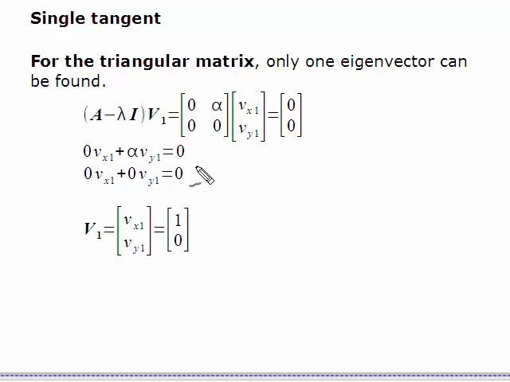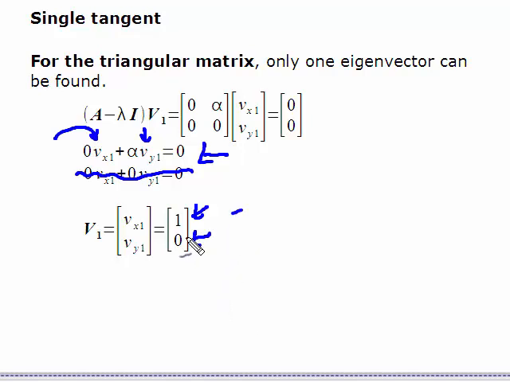So I'm going to write this out. In component form, 0 vx1 plus alpha vy1 equals 0, or this one, which doesn't give us much information. But from here we see any vx1 will do, and when anything will do we give it a 1. But this next entry has to be 0. The vy1 has to be 0. So here's our first eigenvector.